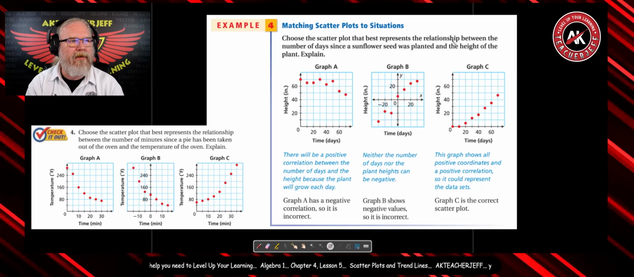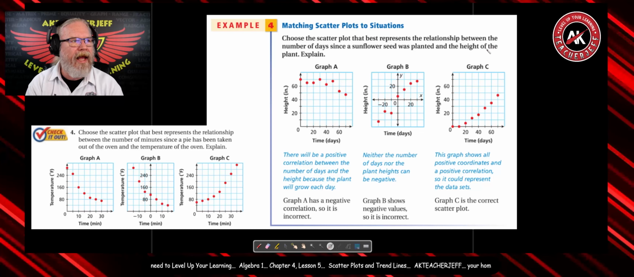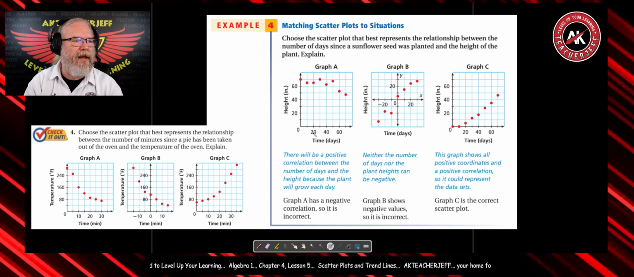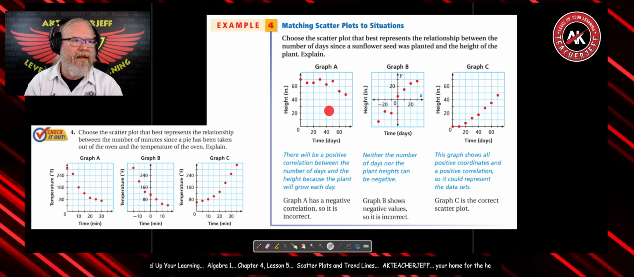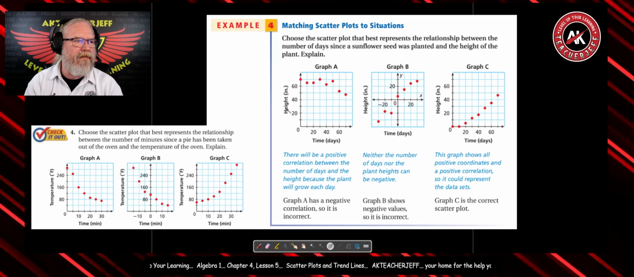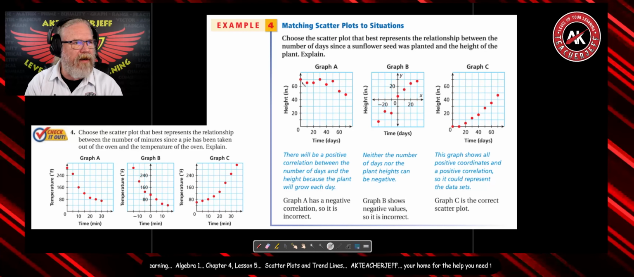Choose a scatter plot that best represents the relationship between the number of days since a sunflower seed was planted and the height of the plant, and explain. Well, on the x-axis is the number of days, and the height is on the y-axis. This first graph, the sunflower plant.